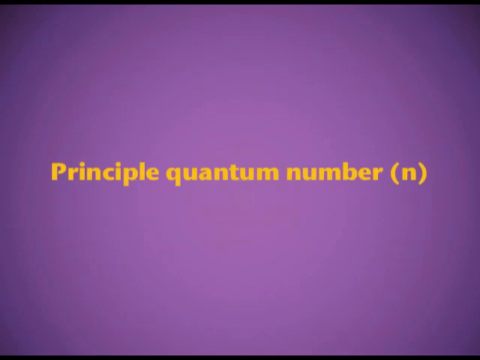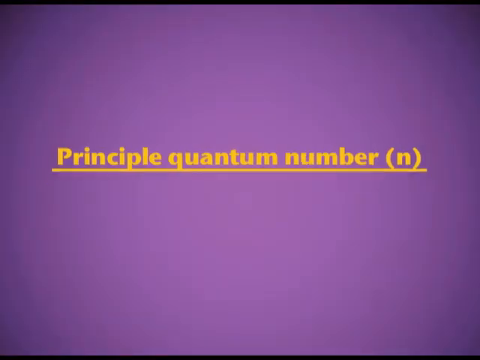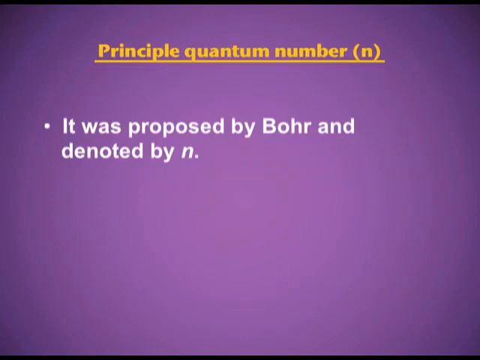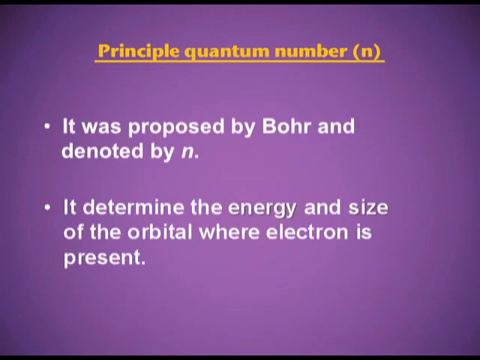Principal quantum number, represented by small n. It is the main quantum number. Its permitted values are 1, 2, 3, 4 and so on. It can never be 0. It explains the energy and the size of the shell. This quantum number was proposed by Bohr. It determines the energy and the size of the orbital where the electron is present.